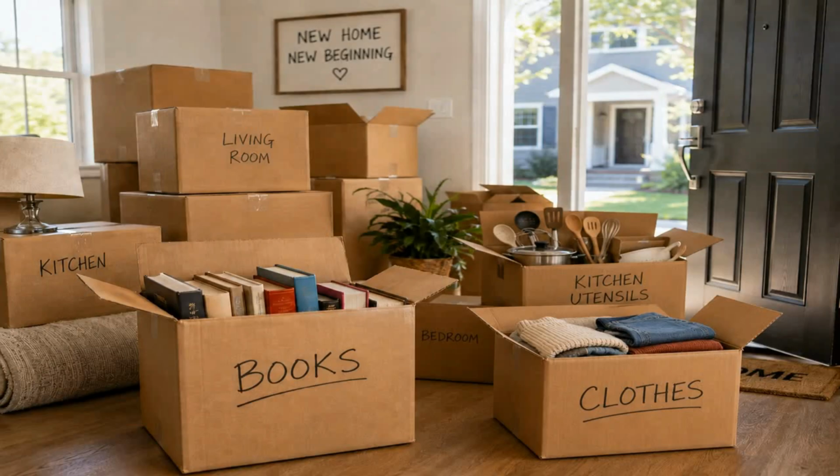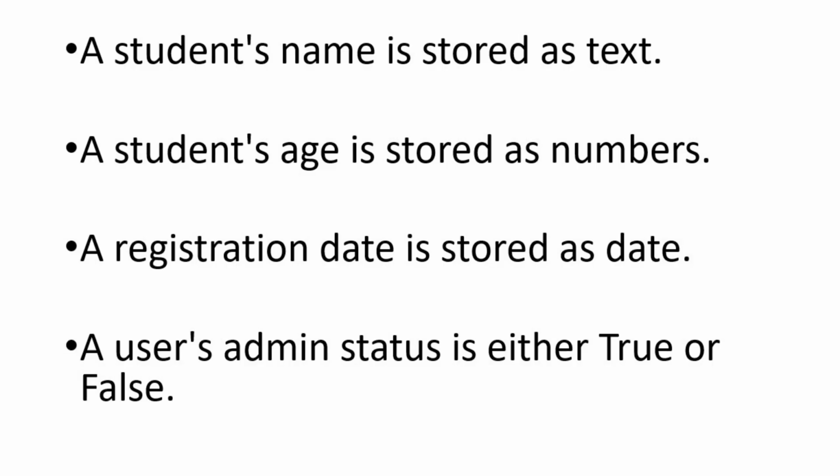A data type tells VBA what kind of information a variable is allowed to store. For example, a student name is stored as text. A student age is stored as a number. A registration date is stored as a date. A user's admin status is either true or false. Each item requires a different data type or different storage location.